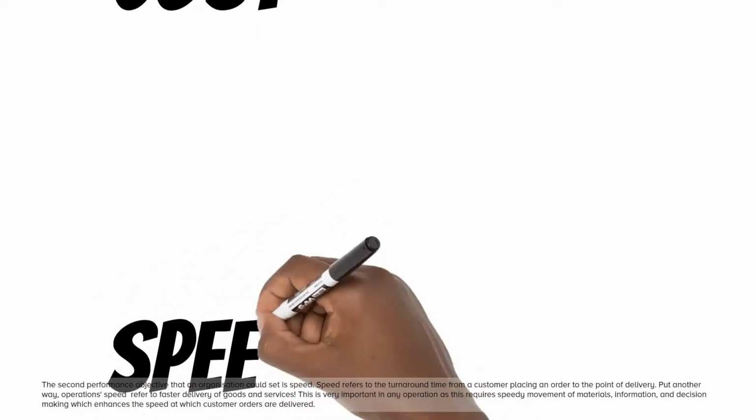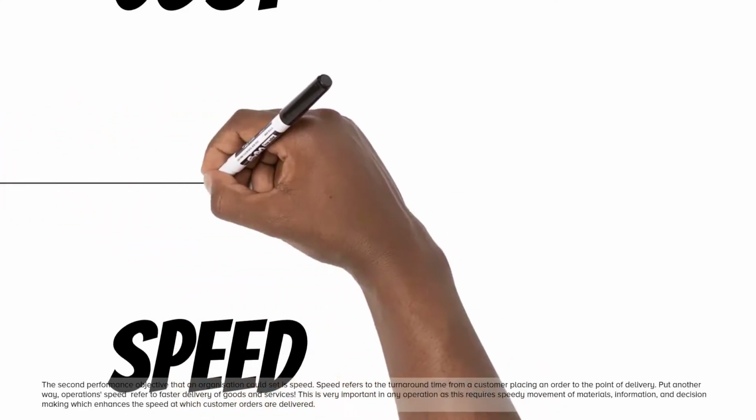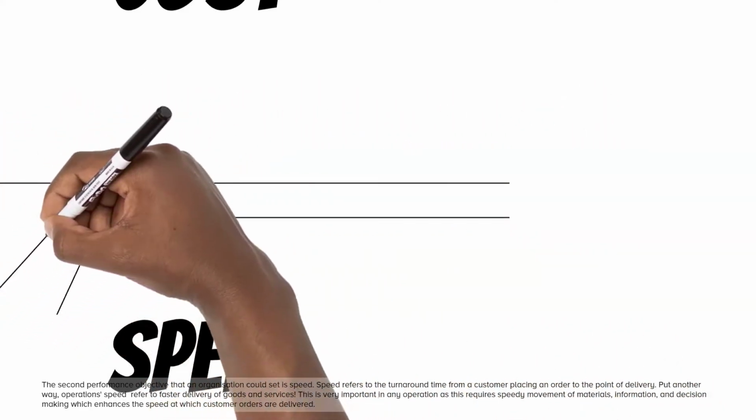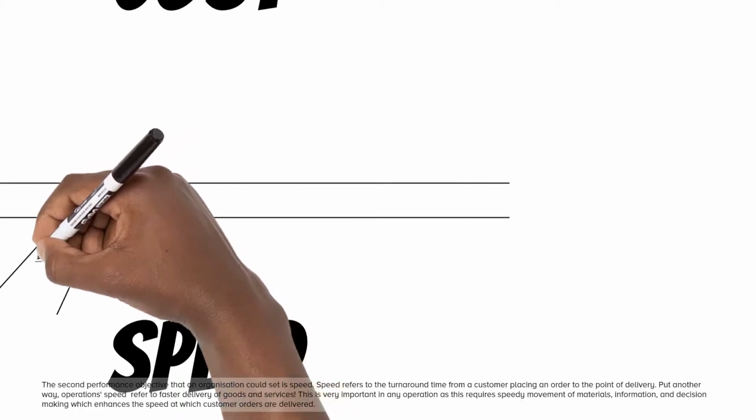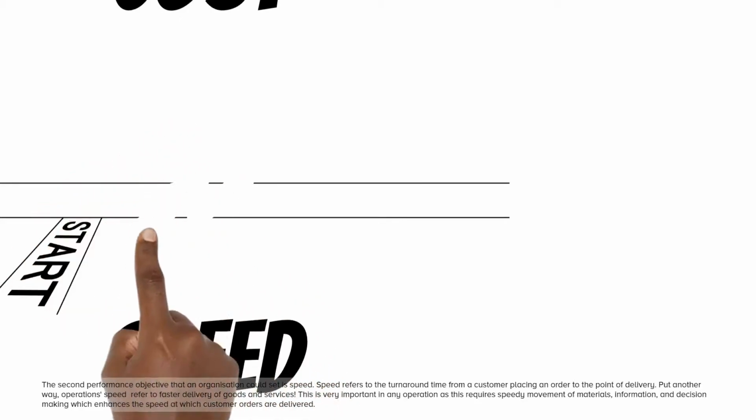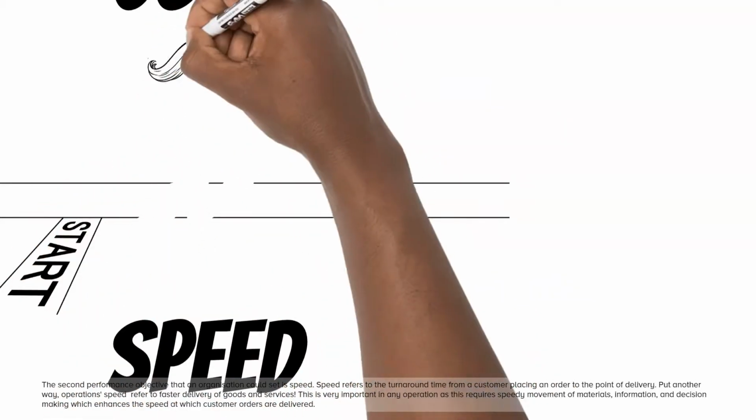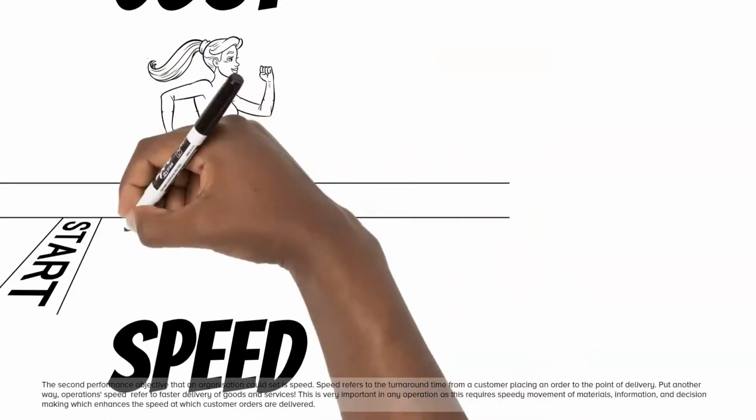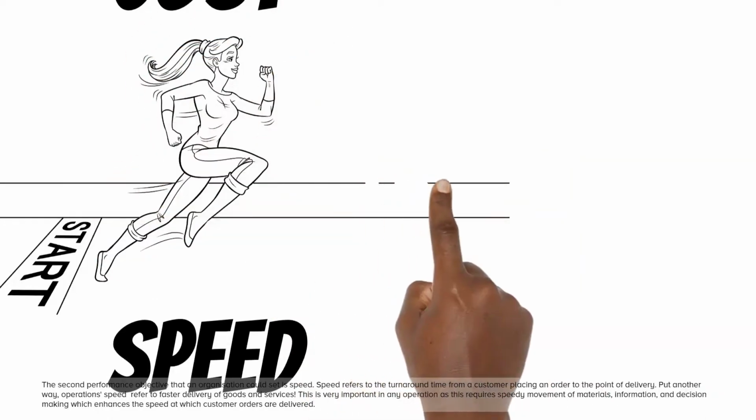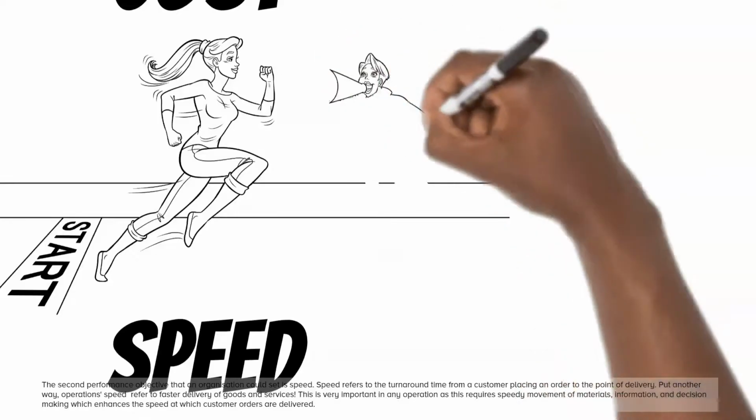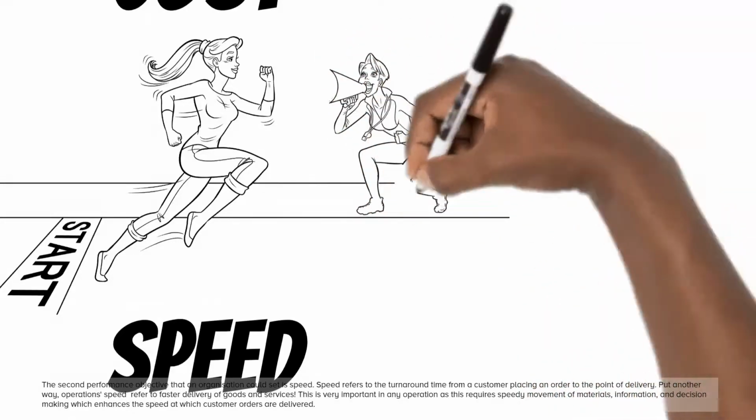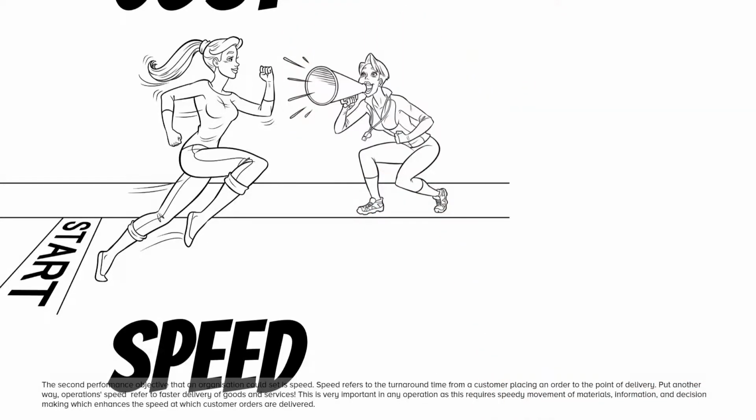Speed refers to the turnaround time from a customer placing an order to the point of delivery. Put another way, operations speed refers to faster delivery of goods and services. This is very important in any operation as this requires speedy movement of materials, information, and decision-making, which enhances the speed at which customer orders are delivered.